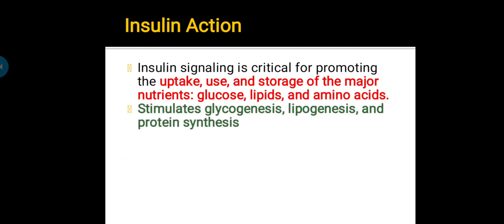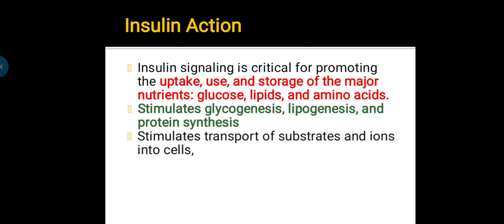And what is the effect? They stimulate glycogenesis, lipogenesis, and insulin also stimulates protein synthesis. So insulin is an anabolic hormone. It stimulates glycogenesis, lipogenesis as well as protein synthesis. Whereas what does it inhibit? It inhibits glycogenolysis, neoglucogenesis, and lipolysis.